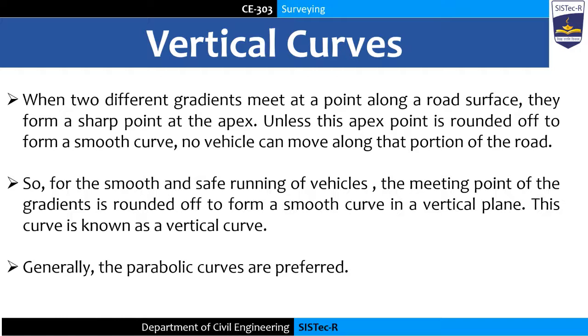So for the smooth and safe running of the vehicles, the meeting point of the gradient is rounded off to form a smooth curve in a vertical plane. This curve is known as vertical curve. Generally, the parabolic curves are preferred. Generally, in vertical curves, parabolic curves are preferred.